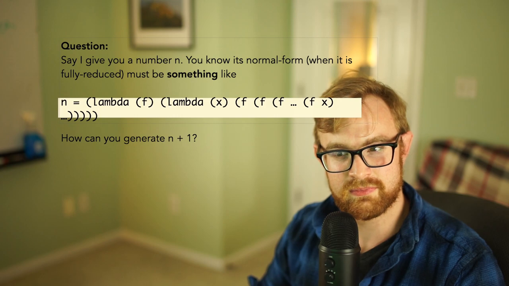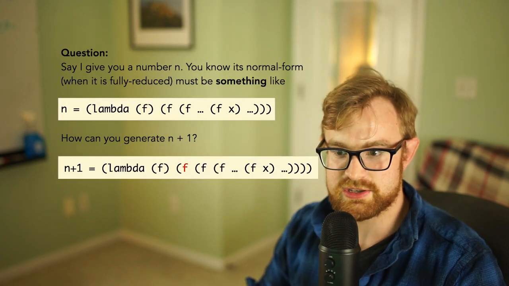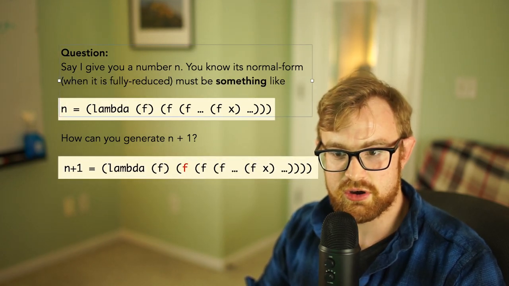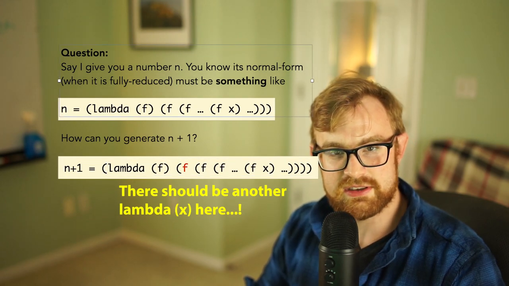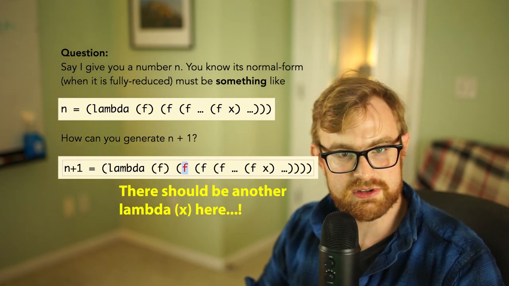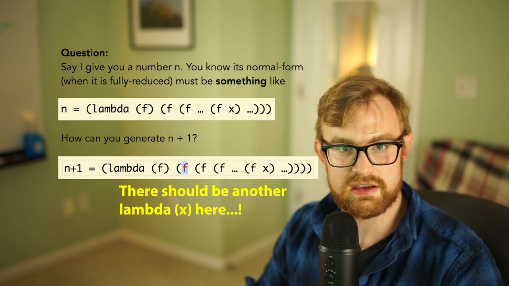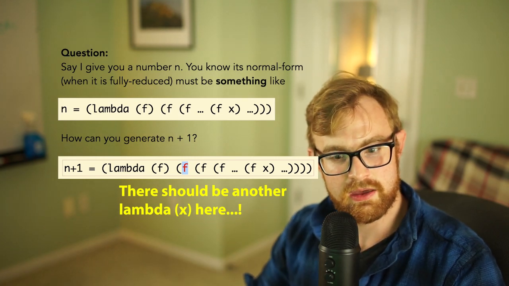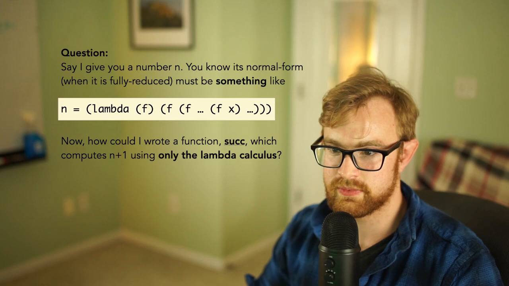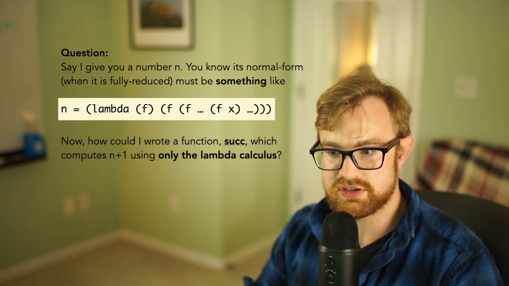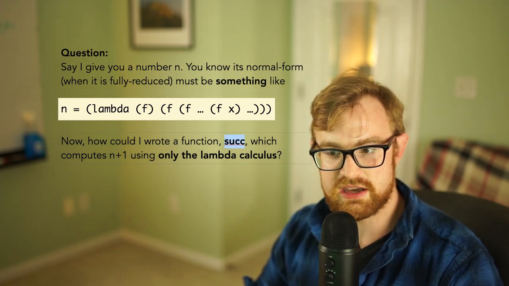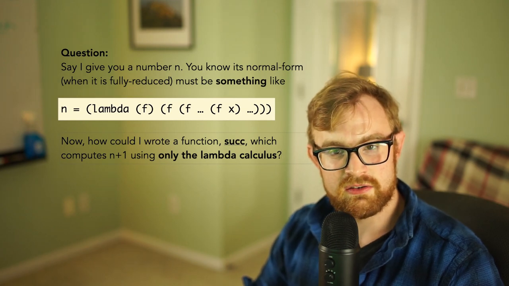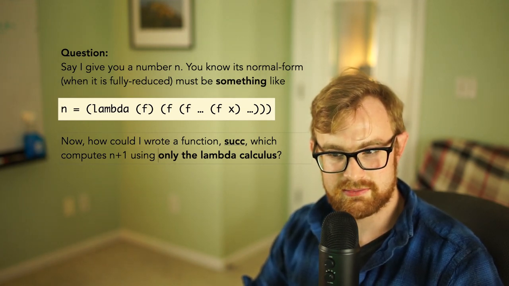All right? So to generate n plus 1, you need to cook up a function that will have the same effect as this function, except it will stick one more f right in front here. So it'll do f one more time. All right, so how could we code that up? How could I code up a function successor, which computes n plus 1, and how could I write it using only the lambda calculus?